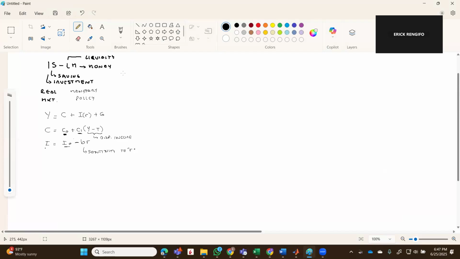So if I replace all these equations here, guys, this is 1, this is 2, this is 3. If I put 2 and 3 in 1, I will have the following equation: C0 plus C1 times (1 minus T), plus I0 minus BR, plus G. Do you agree with me, guys?